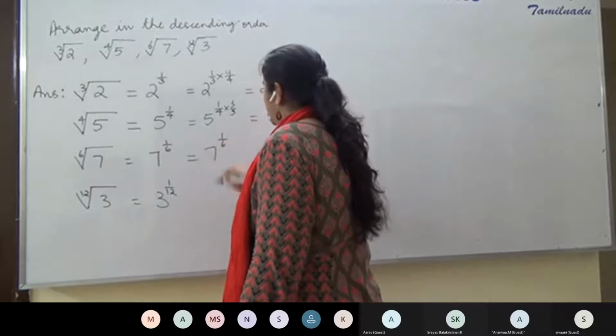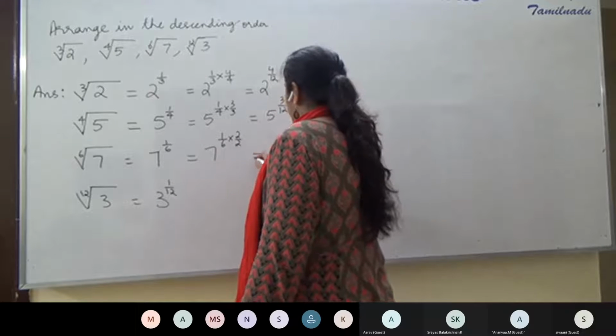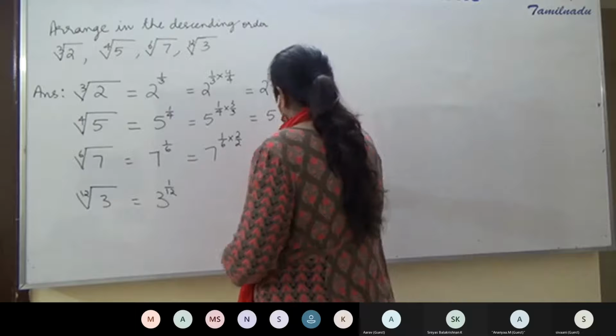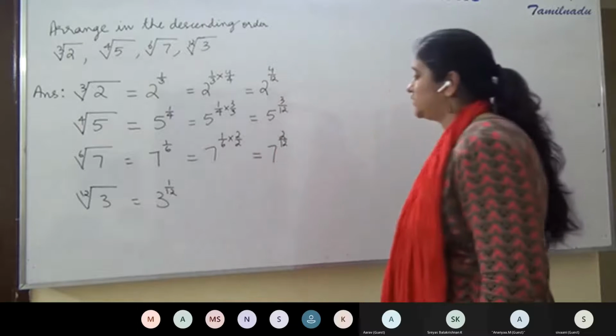7 raised to the power 1 by 6. Let's multiply and divide by 2. And that gives us 7 to the power 2 by 12. 7 to the power 2 by 12.